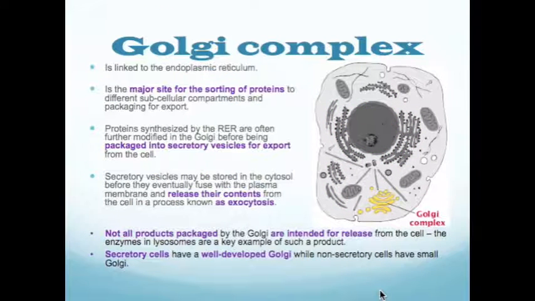Okay, so the Golgi complex. This is the organelle that exocytoses the contents of the cell into the outside world. It is linked to the ER, and the rough ER is a site for protein synthesis for export. So the ER synthesizes proteins and sends them to the Golgi. Often these proteins are modified further by the Golgi before they are exported. When ready for export, they are put into something called a vesicle, a double membrane structure that will subsequently fuse with the plasma membrane, allowing the Golgi to exocytose the contents into the outside environment.